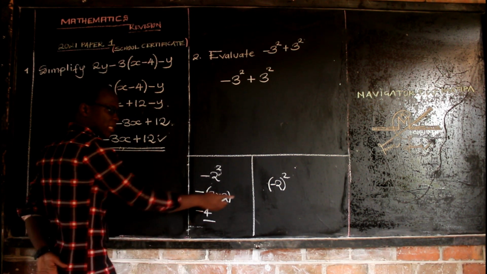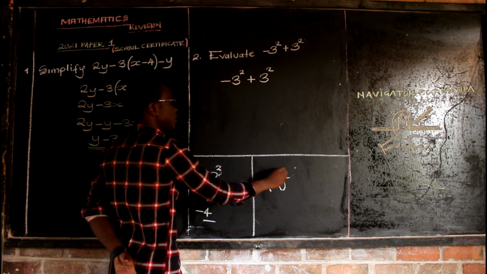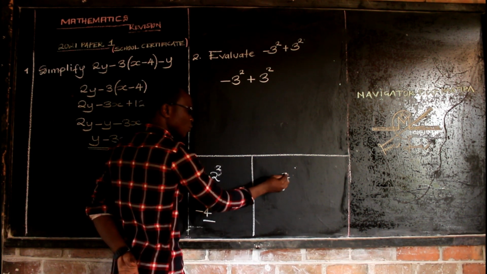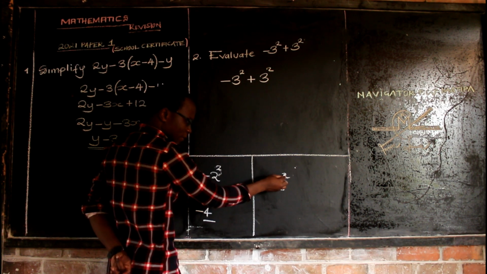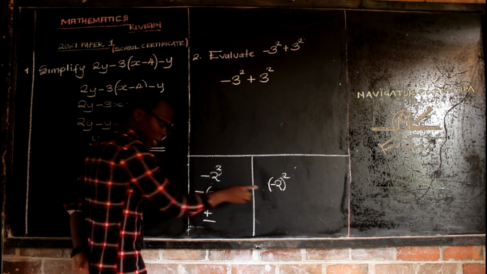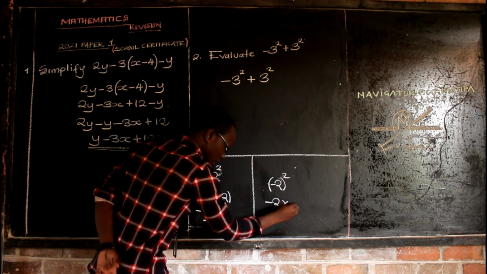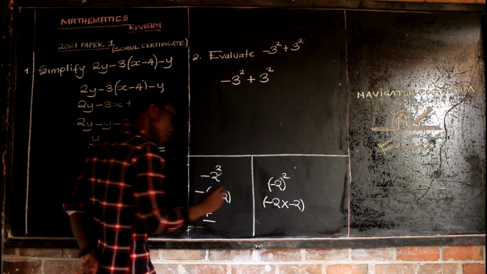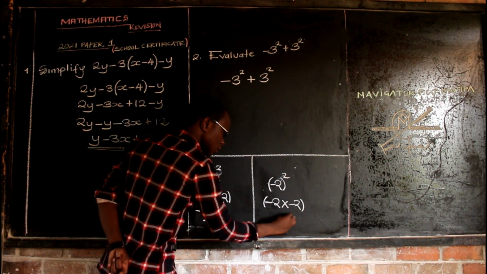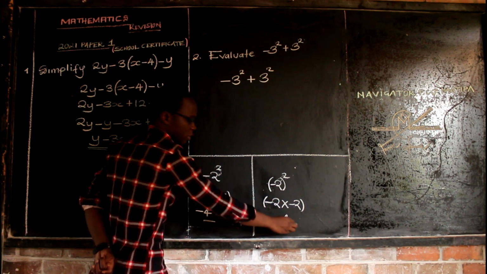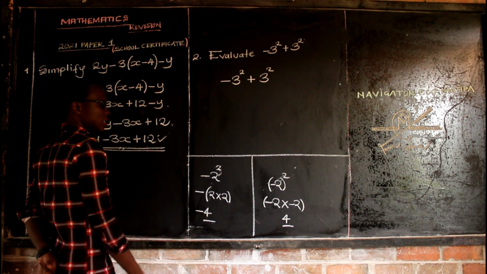This is the answer. But for negative 2 inside the bracket squared, it simply means this square is part and parcel of the 2, and at the same time of the negative. So expanding this is negative 2 times negative 2. Negative times negative is positive, and 2 times 2 is positive 4. So for this one you obtain a positive 4, and for the other you obtain a negative 4. So take note.